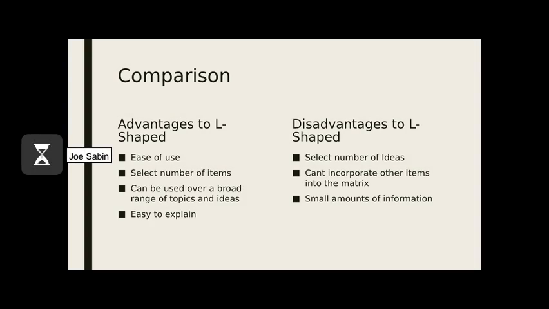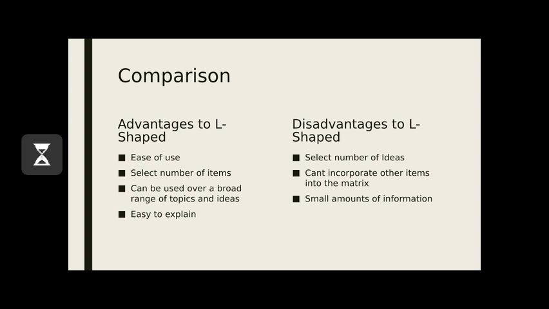Next we're looking at comparing the advantages and the disadvantages of the L-shaped matrix. Some of the advantages to using an L-shaped matrix is ease of use. There's only a select number of items you can put in there. It only compares one thing to another or one thing to itself. So you're either comparing it to itself or comparing it to another item. You can't go in depth on multiple different items that you're trying to compare.